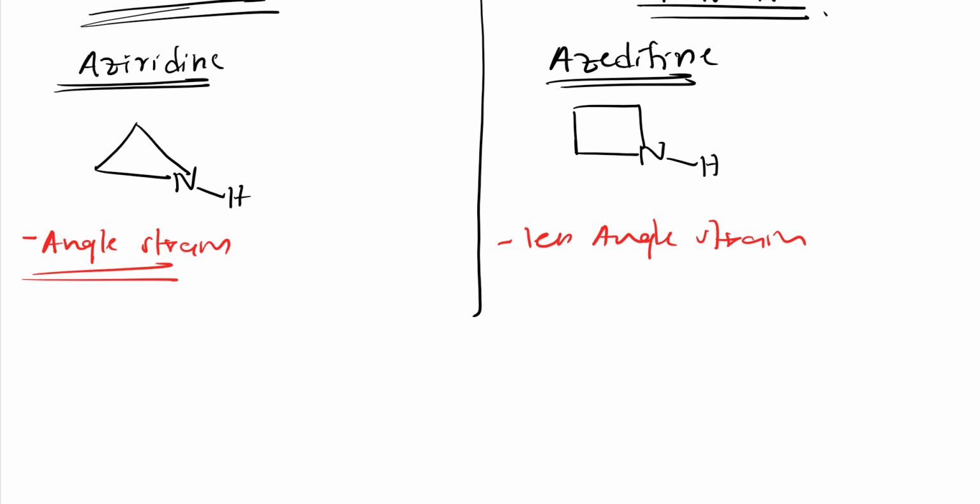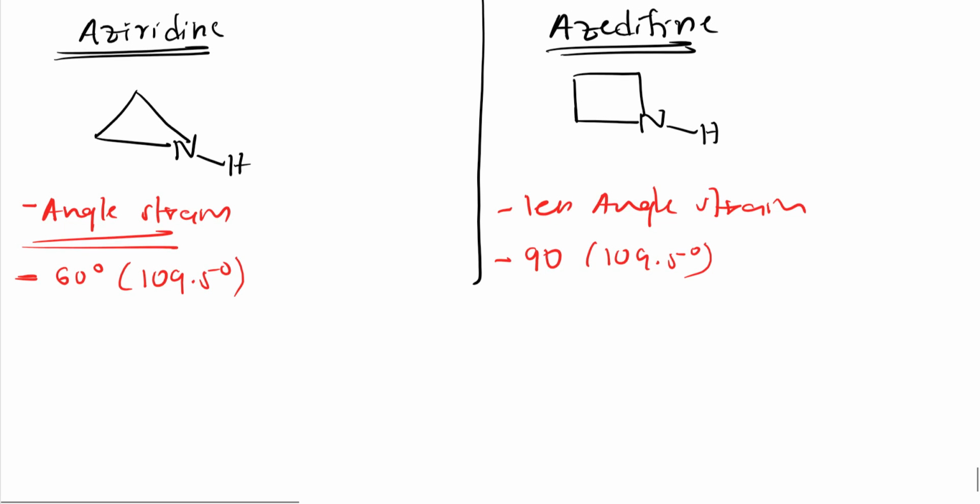Why does the three-membered ring have more angle strain? The reason is the 60 degree angle. It is very deviated from 109.5 degrees. Here in the four-membered ring, it will be around 90 degrees, so compared to 60 degrees, it is nearer to 109.5 degrees. That is the second point. This thing you need to remember.